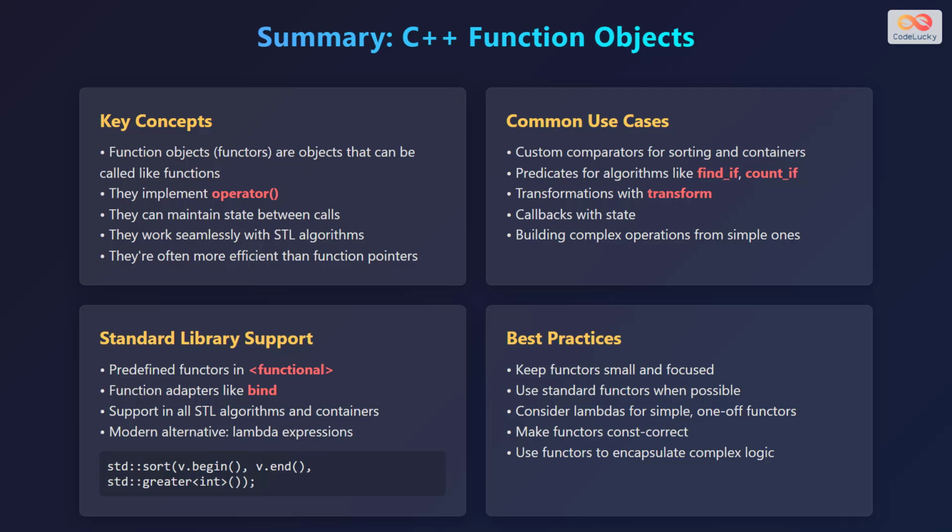They can also be used as predicates for algorithms like findIf and countIf, for transformations with transform, for callbacks with state, and for building complex operations from simpler ones. The standard library provides predefined functors in the functional header and function adapters like bind. Function objects are supported in all standard template library algorithms and containers. As a modern alternative, lambda expressions are available.